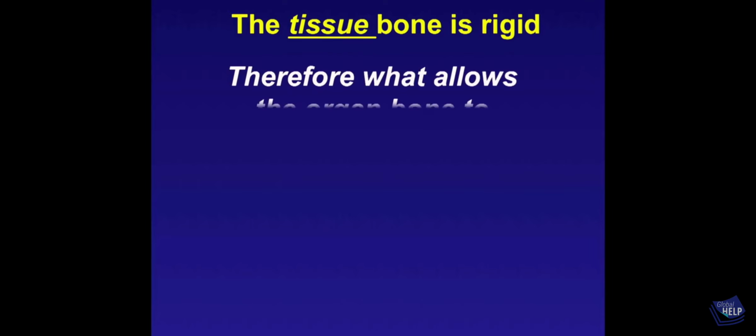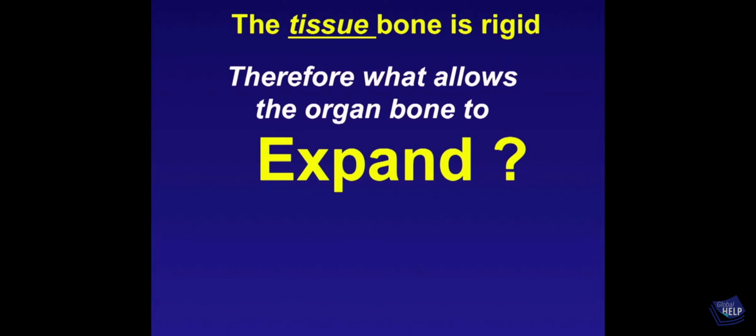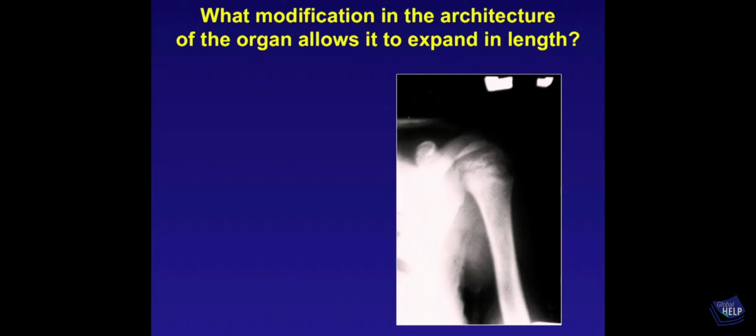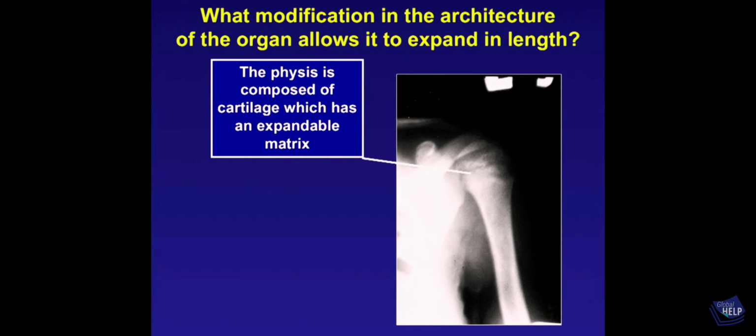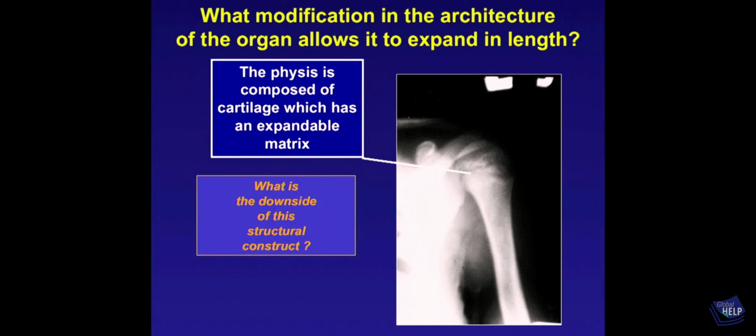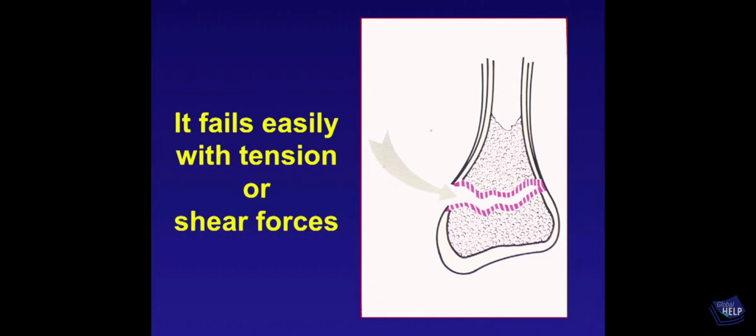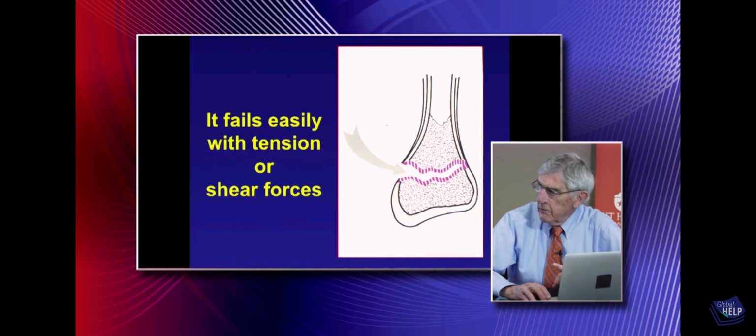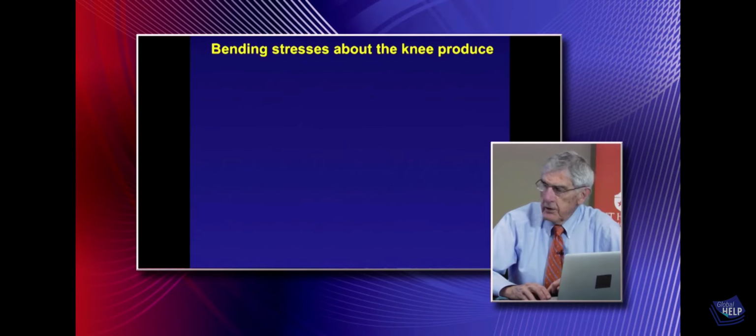First, let's talk about failure of the physis. Bone tissue is rigid, and of course, therefore, what allows it to expand? Well, there's a modification in the architecture. We talked about that, and there's a physis, which has an expansile cartilage and will allow it to grow. That's the positive side. What's the downside of that? It's weaker. Yeah, that's right. So it can fail either in tension or shear forces. If you apply tension and shear forces, often in children, the failure will occur through the weaker physis, which we don't see in the adult.